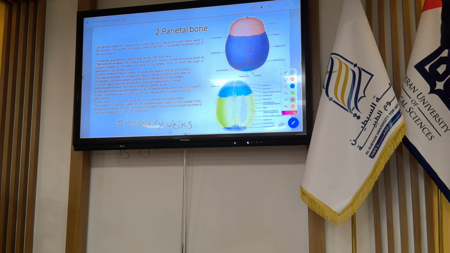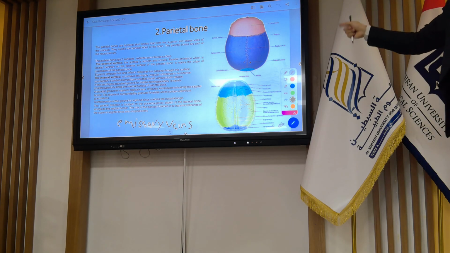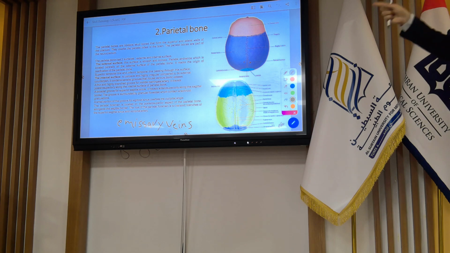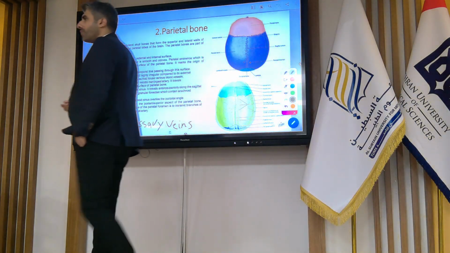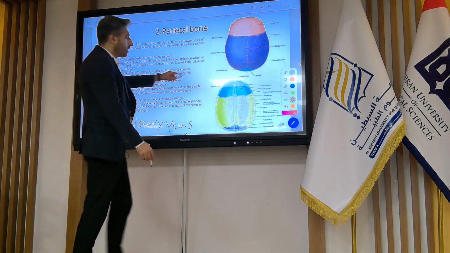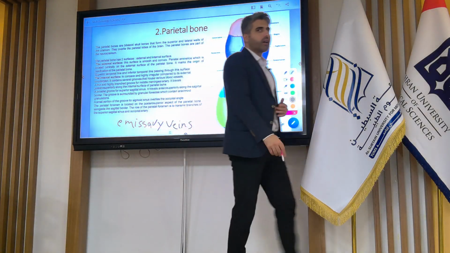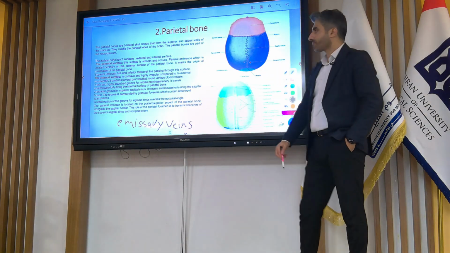So these small foramens are usually for emissary veins. A small foramen in the skull, usually emissary veins pass through this foramen. So the parietal foramen is here. You can see that. It is 2 centimeters anterior to the lambdoid suture.